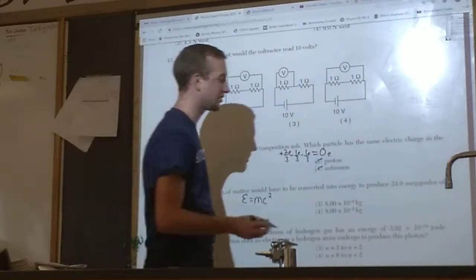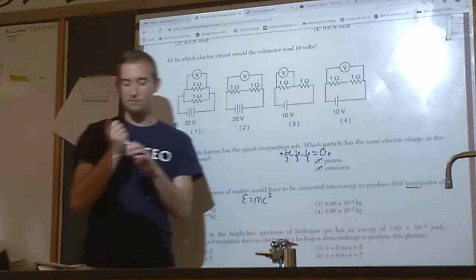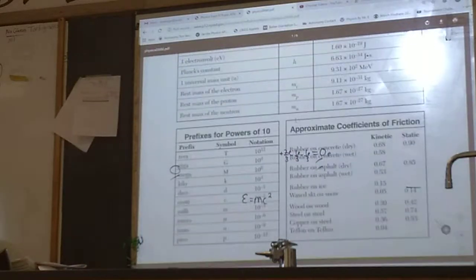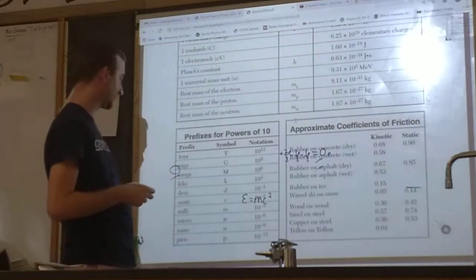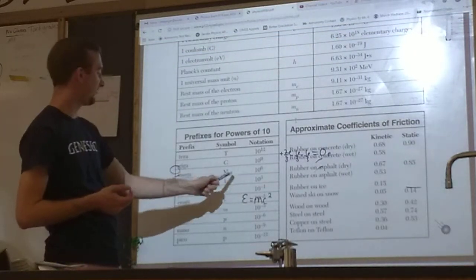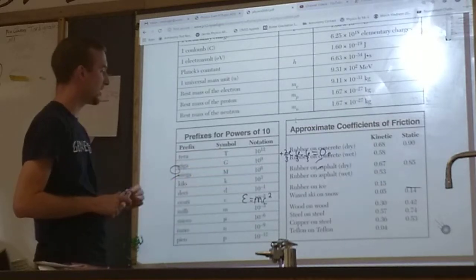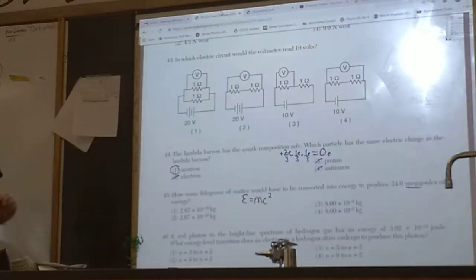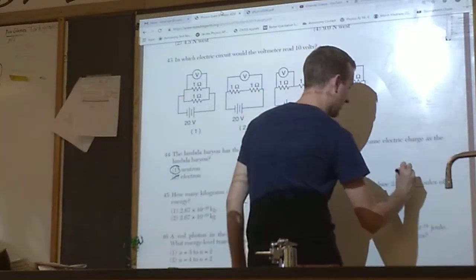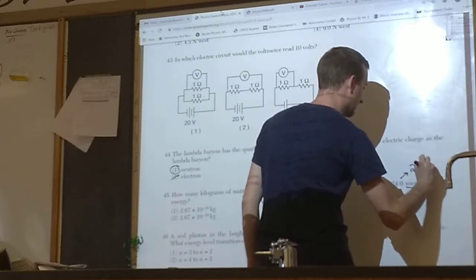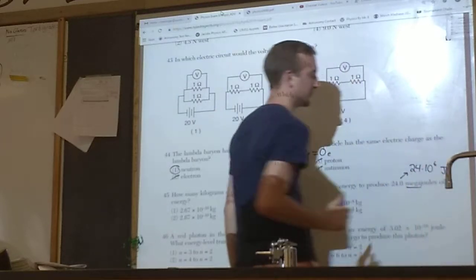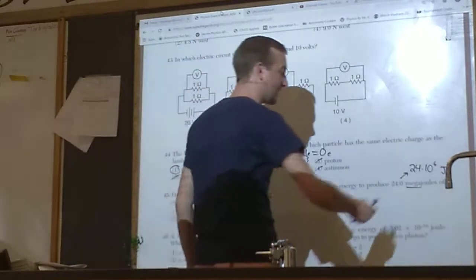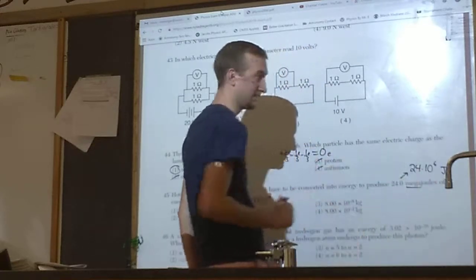The only tricky thing here is it says 24 megajoules. You might be thinking, what the heck is a megajoule? Let's go to the front. Mega has the symbol capital M, and the notation is 10 to the 6th. So anytime you see the word mega in front of something, you can replace it like this: 24 times 10 to the 6th joules. Of course, it's not standard scientific notation, but who cares. If you wanted it to be standard, you would put 2.4 times 10 to the 7th joules.